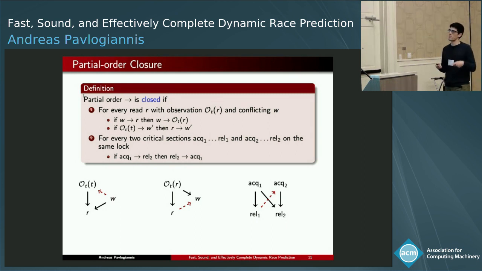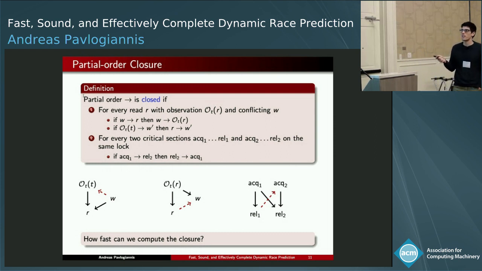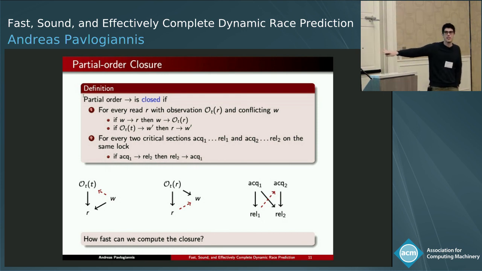The next step that we need to be able to perform in order to solve our initial problem is to compute this closure, compute this minimal strengthening that will guarantee that these three rules will hold. And the question is, how fast can you do this? Conceptually, what happens here is that these rules say that if certain events are ordered, then new orderings must also be inserted in the partial order in order to guarantee that you don't violate any of these rules.